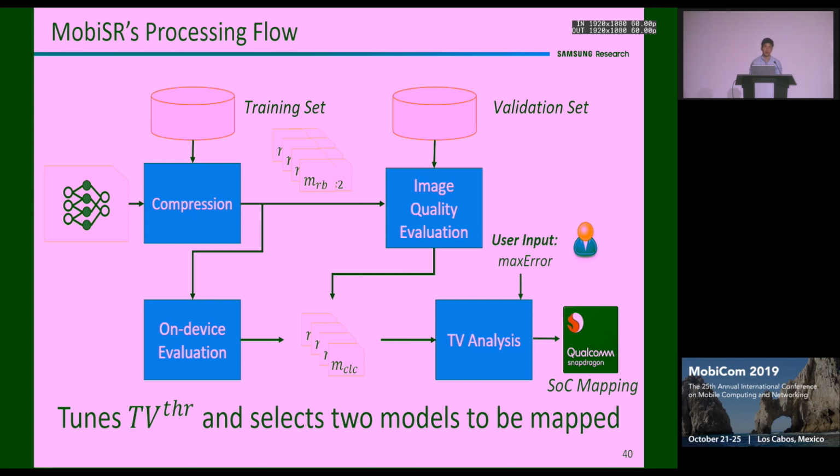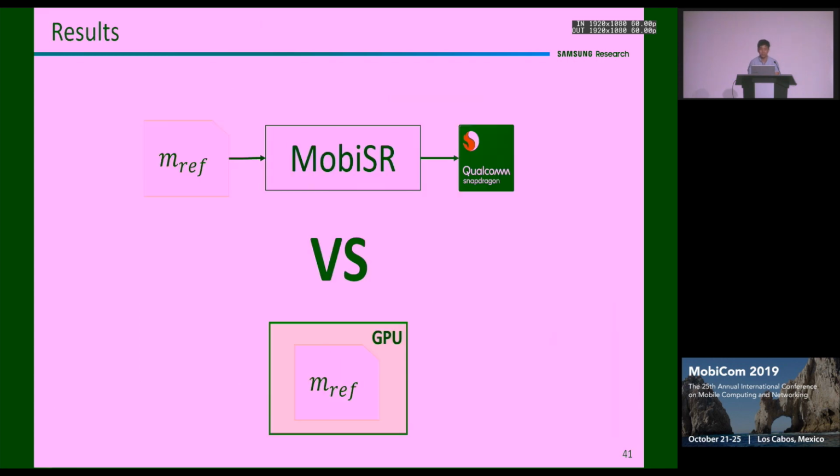Lastly, we tune the TV threshold, and we select two models to be mapped to the device. In this case, we're using the Qualcomm Snapdragon 845. And this depends on the user max error threshold, which I will explain more later.